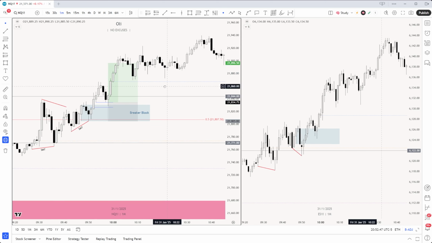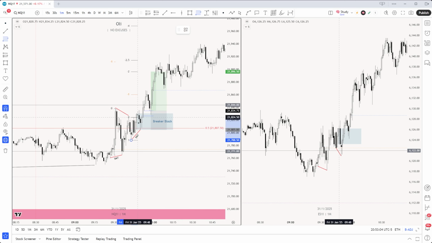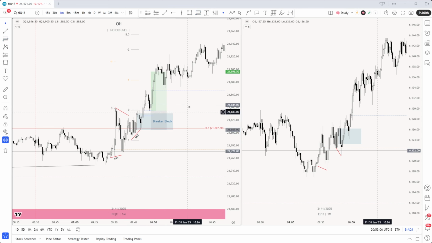Personally, I did not take this long. It was a great setup, sure. A little hard to justify because of this, but after we've expanded, sure. But then what do you target? Okay, well, I'm going to use standard deviations. Now I could use the large standard deviations, which would be this, and I can use the small standard deviations from the breaker I used to enter.